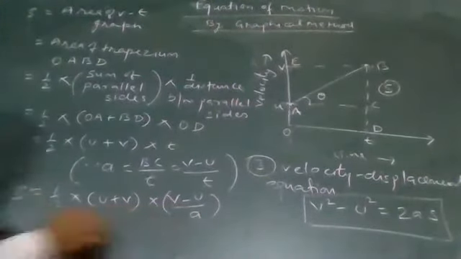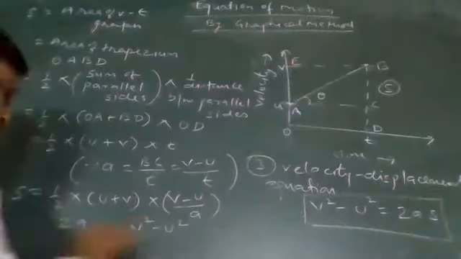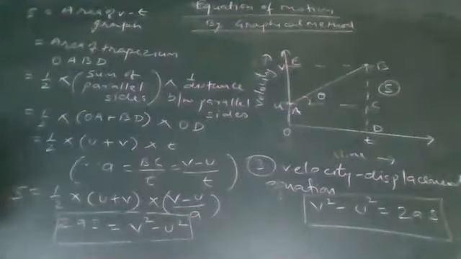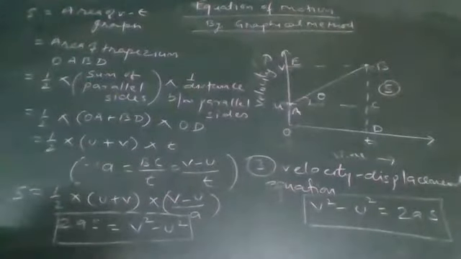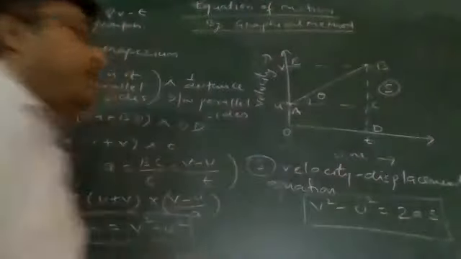If you cross multiply here, you will get 2AS is equal to V square minus U square. You will get 2A square. 2AS is equal to V square minus U square. It is the third equation of motion. I am repeating the equation again. See, it is the velocity displacement equation.